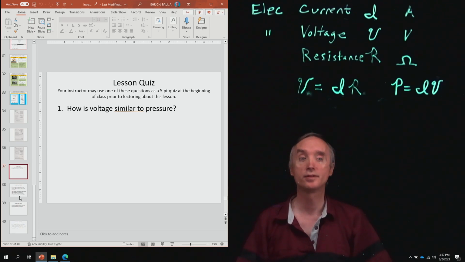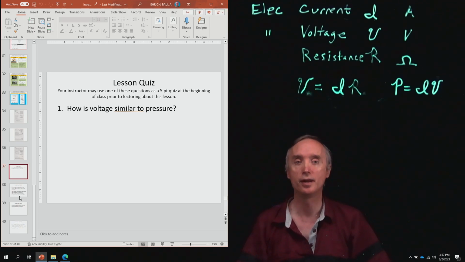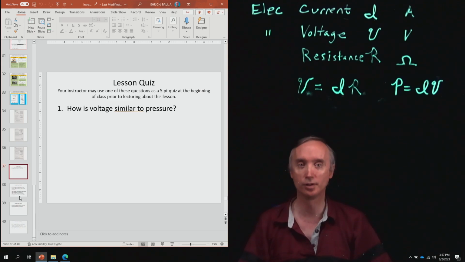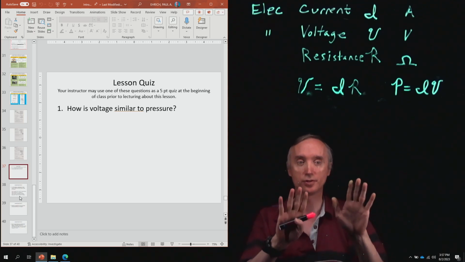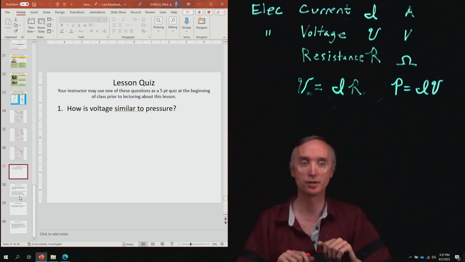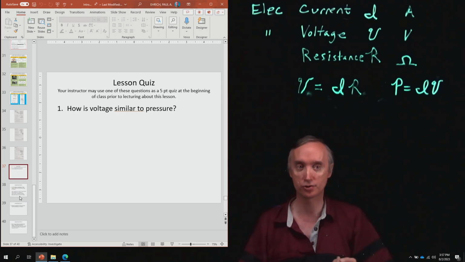All right, so it's time to take our quiz. Question number 1. How is voltage similar to pressure? Okay, pressure pushes water, so it's going to push fluids. What does voltage push? It's going to push electricity. So voltage is going to create the electrical current.